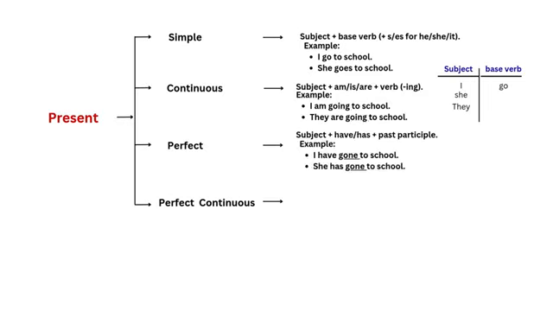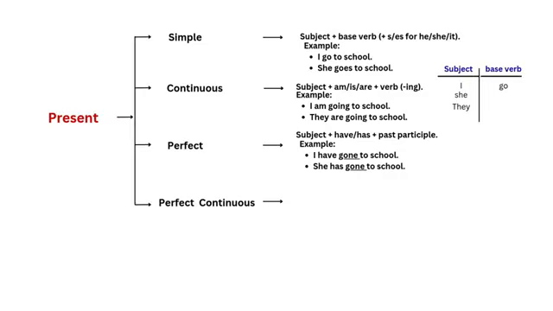For present perfect tense, subject plus have or has plus past participle. Example: I have gone to school means that at some point in the past, the person already went to school. I is the subject. Have is the auxiliary, helping verb used with the subject I in the present perfect tense.